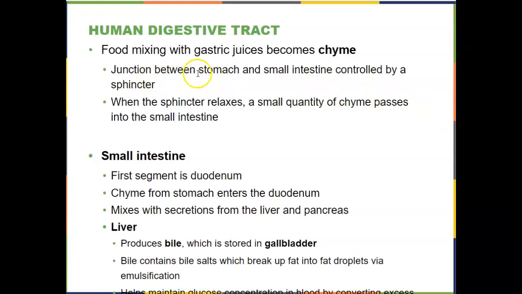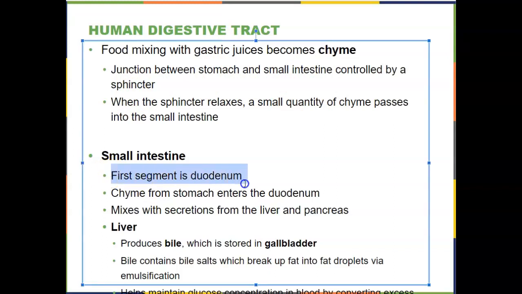There's a sphincter that controls movement from the stomach up into the esophagus. That's called the cardiac sphincter. And then the lower sphincter is called the pyloric sphincter, which controls movement of food from the stomach to the small intestines. The small intestine.